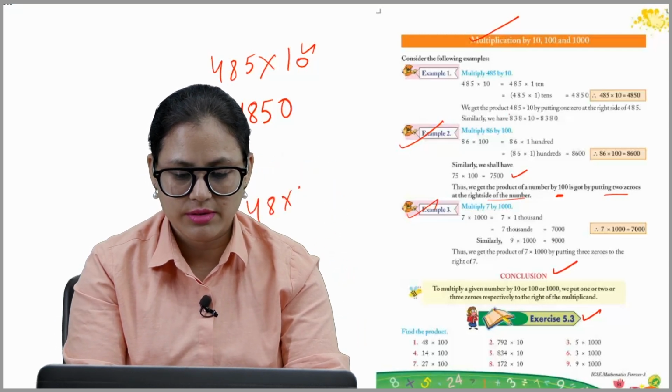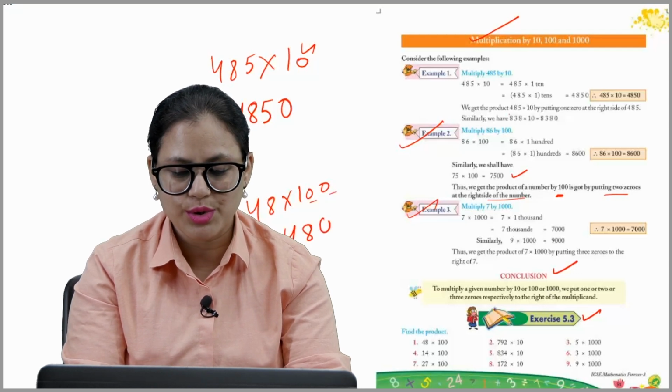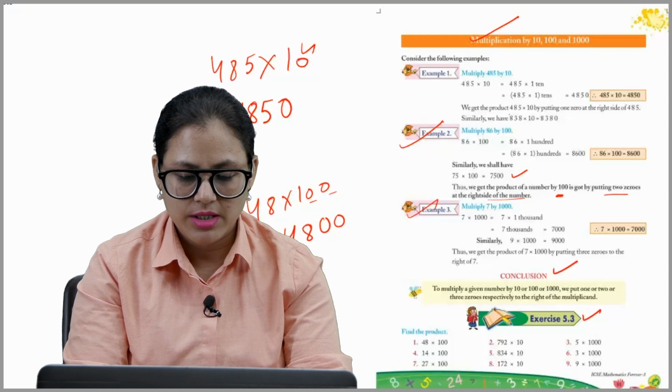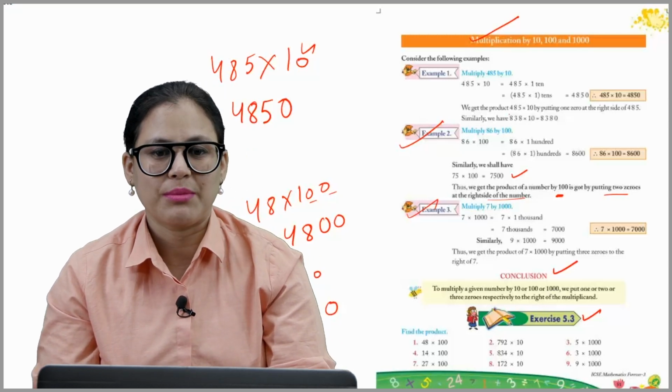48 into 100. Write 48 as it is and put 2 zeros to the right of it. Okay. 792 into 10. Write 792 as it is and put 1 zero to the right of this number. Right.